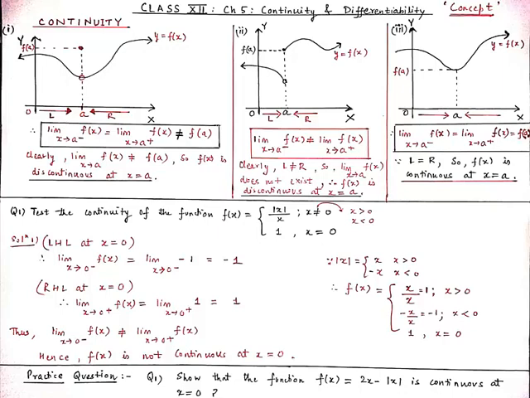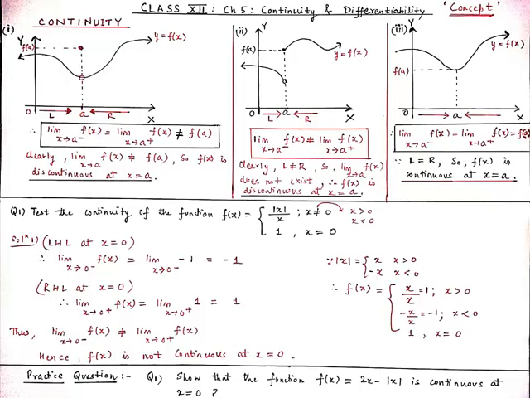And now in the third case, as you can see, I have drawn the curve y = f(x), and this curve is defined at x = a. Here the limit from the left hand side approaches towards a, and the limit from the right hand side approaches towards a. And also at limit x tends to a, our function f(x) is defined, where f(a) is the value of our function f(x) at x = a. So here the left hand limit is equal to the right hand limit, that is limit x tends to a minus f(x) is equal to limit x tends to a plus f(x), which is equal to f(a). So here this function is continuous at x = a.